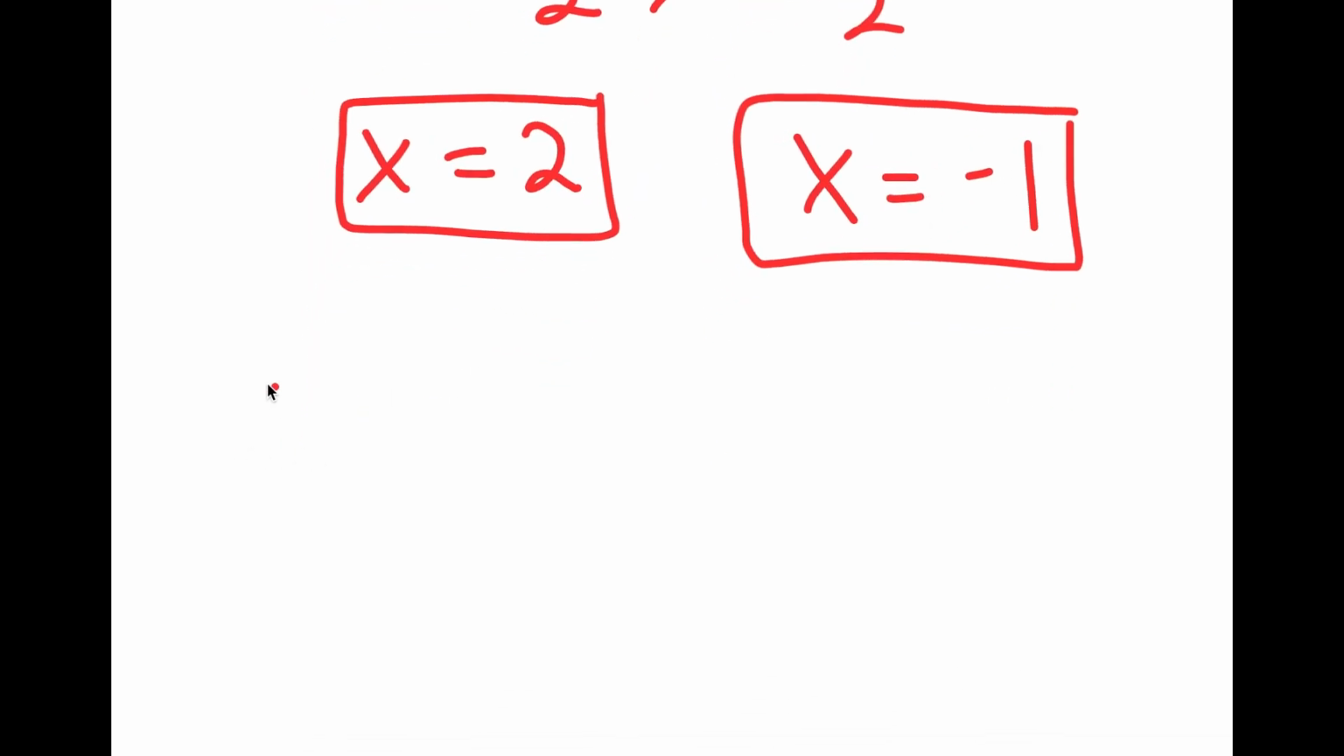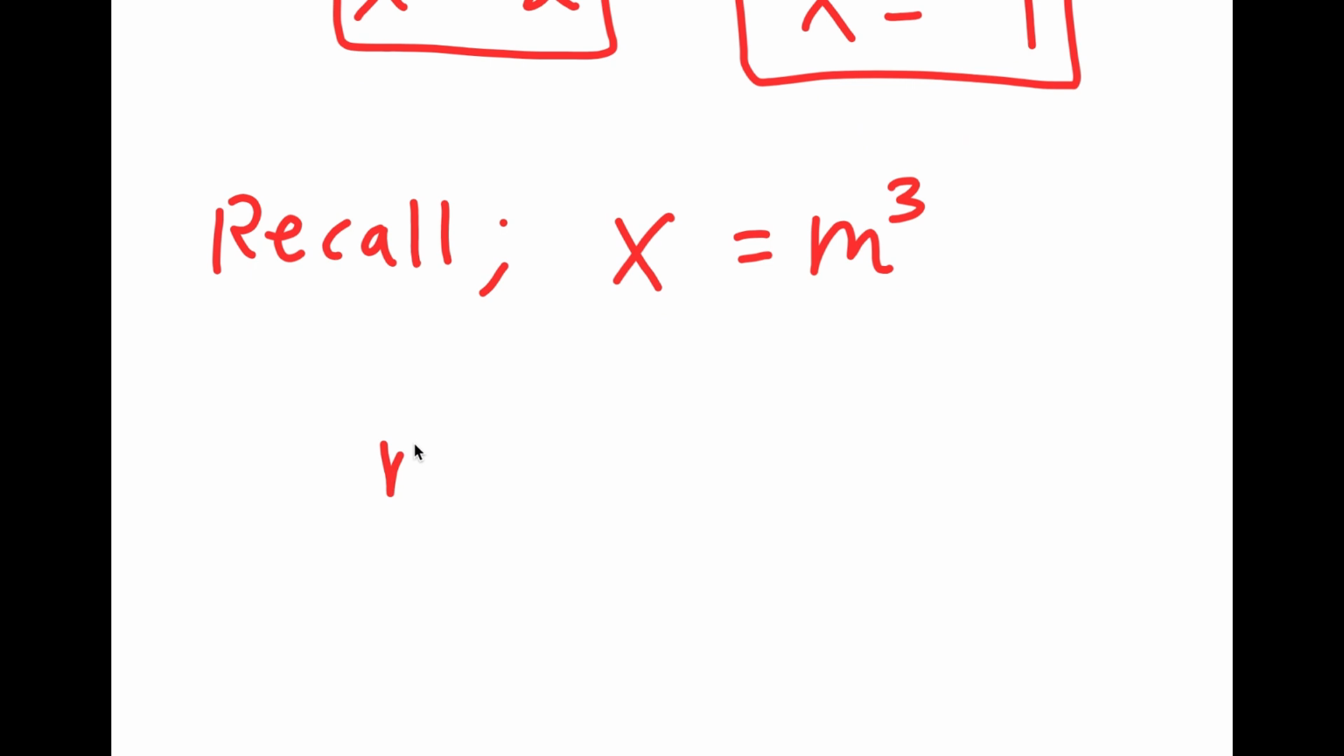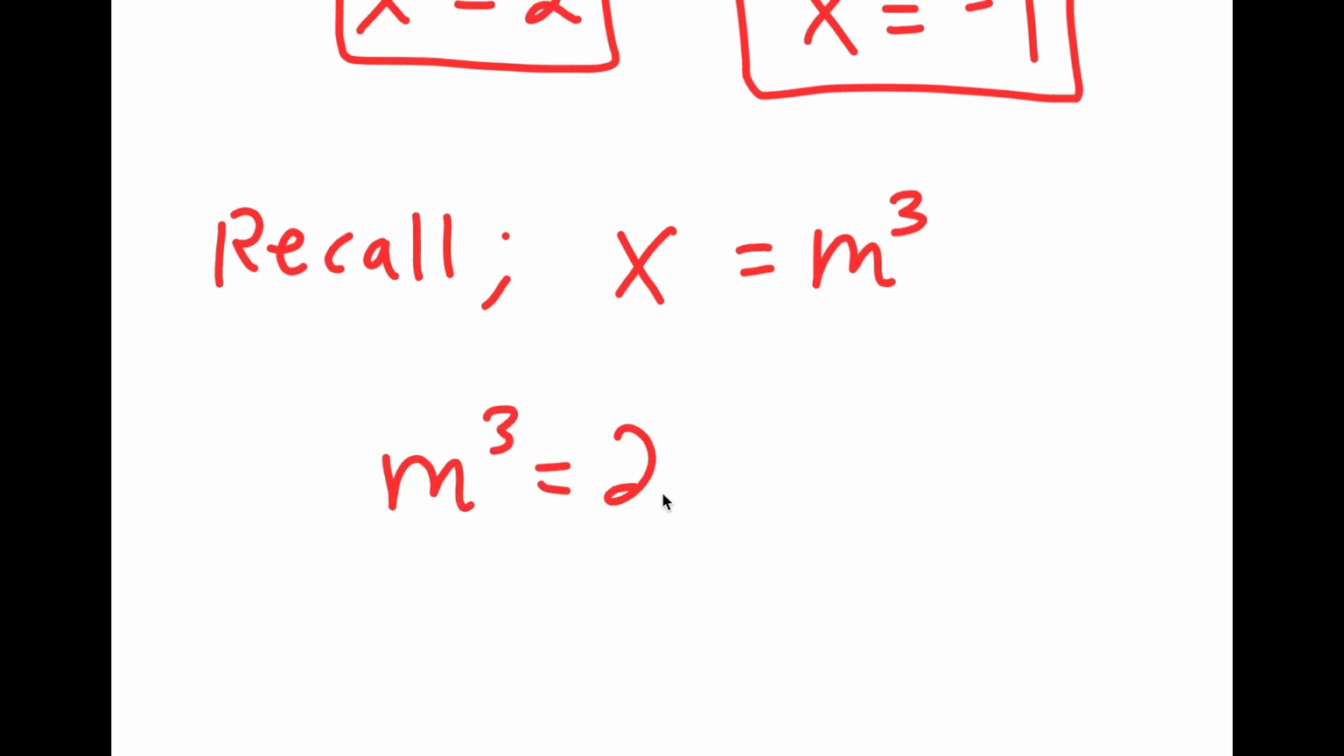Now from here, recall that x is equal to m to the power of 3. So if x is equal to m to the power of 3, well, we have two solutions of x here. x equals 2 and x equals negative 1. Meaning, m to the power of 3 is equal to 2, or m to the power of 3 is equal to negative 1.